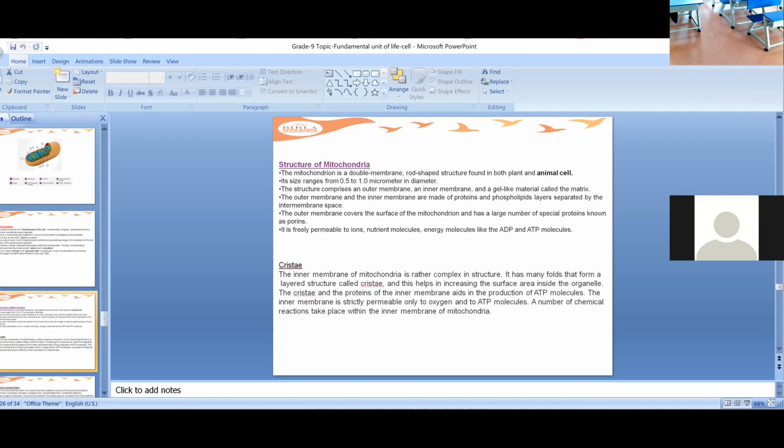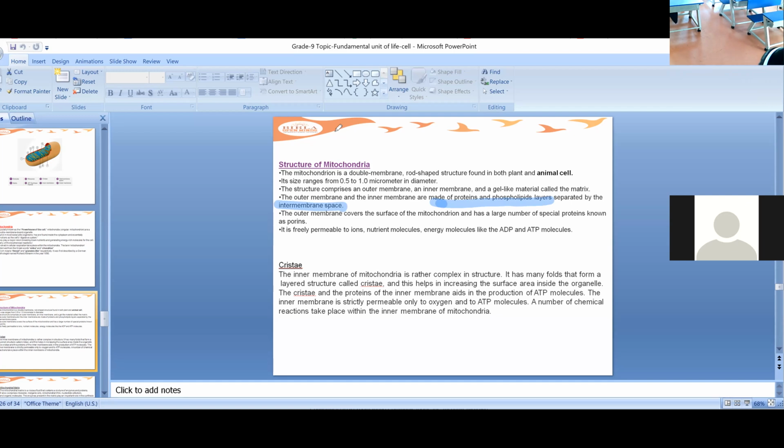Here you can see it. One second. The inner membrane is made up of proteins and phospholipid layers. They are separated by the intermembrane space. So these two layers are separated by the intermembrane space.